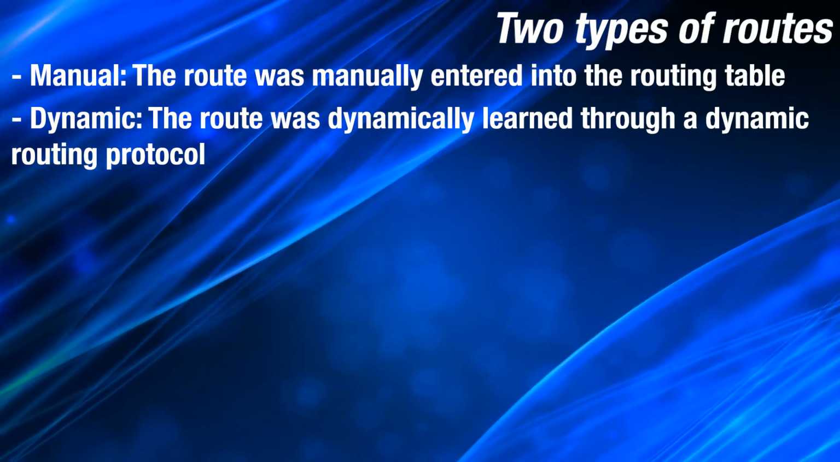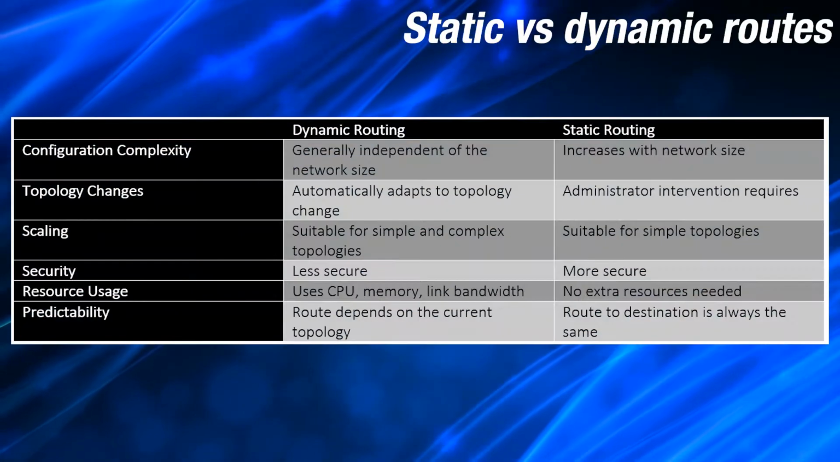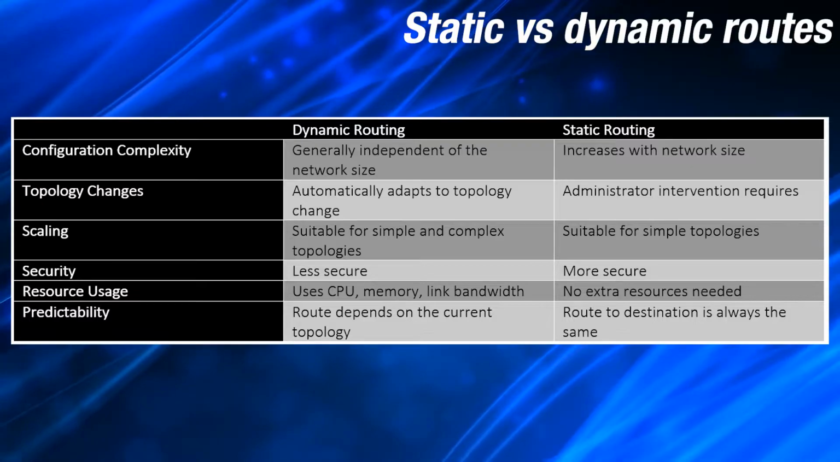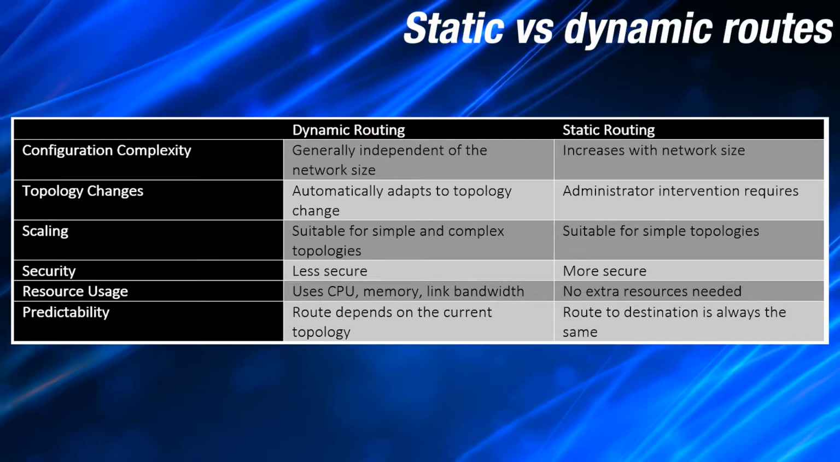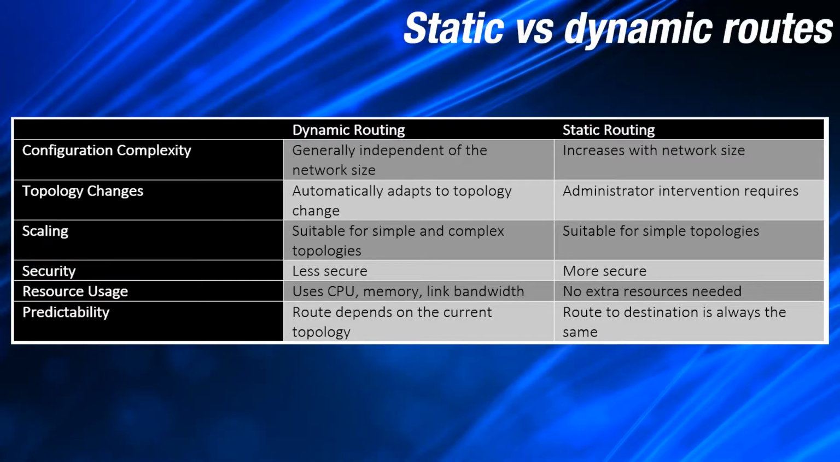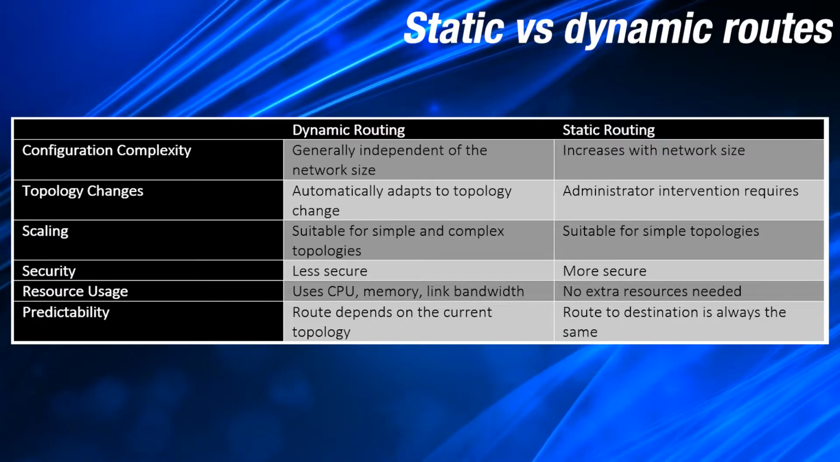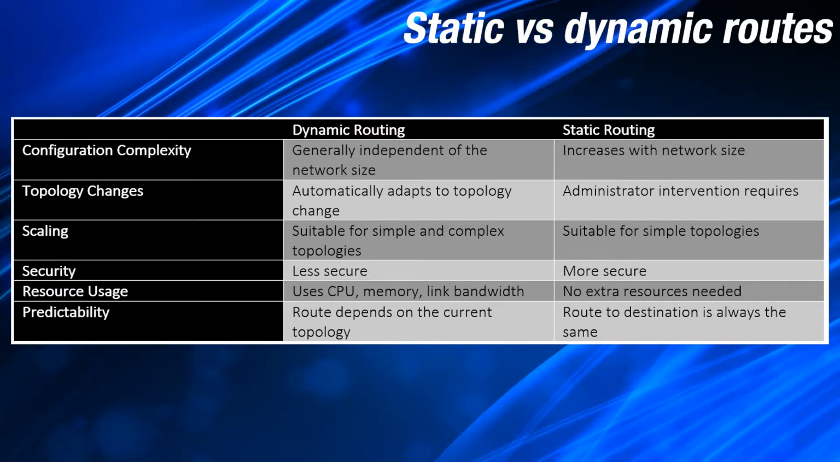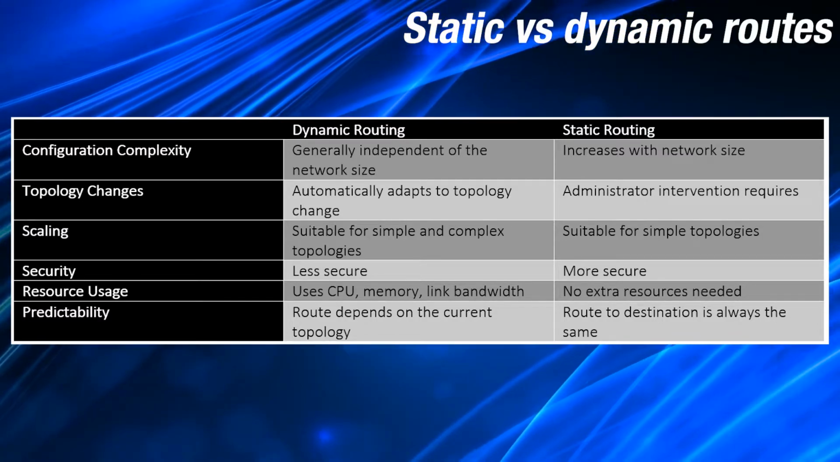There are some ups and downs with dynamic and static routing. Here's a chart explaining it. Static routes are for smaller networks with simpler topologies. Some benefits they provide include more security and resource conservation. Meanwhile, dynamic routes are independent of network sizes, will adapt to changes, and are suitable for simple and complex topologies, with less security in mind, more resource usage, and detection for changed routes.